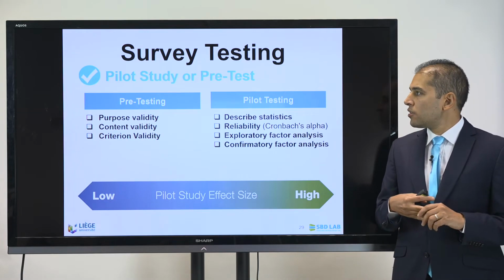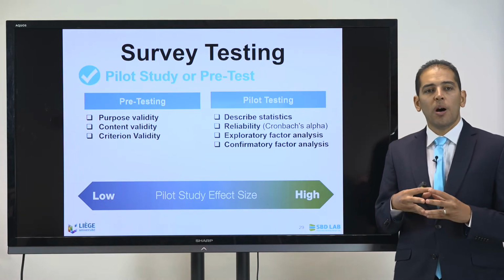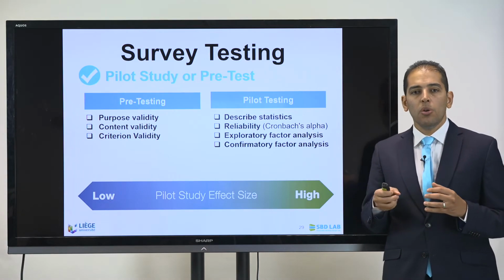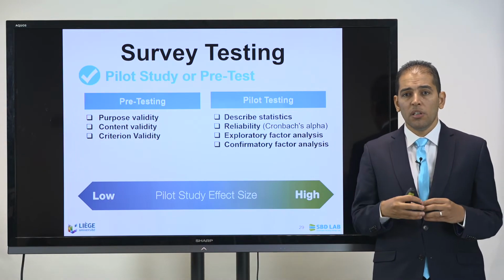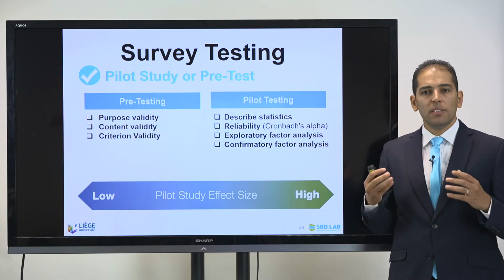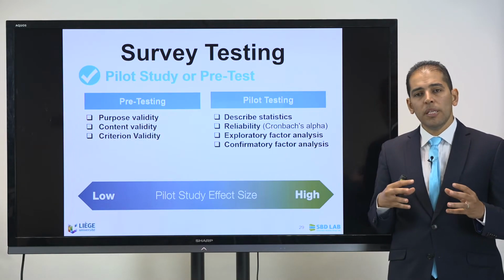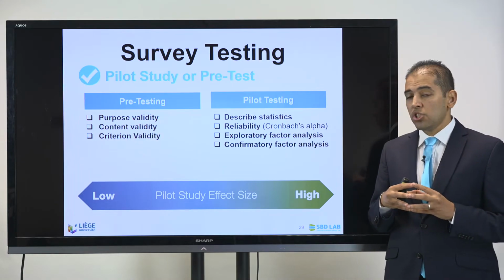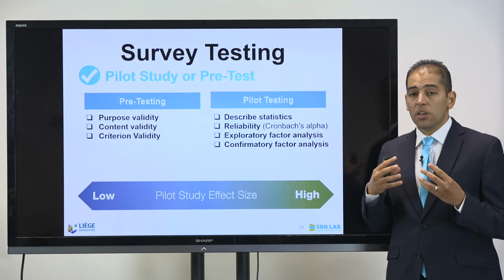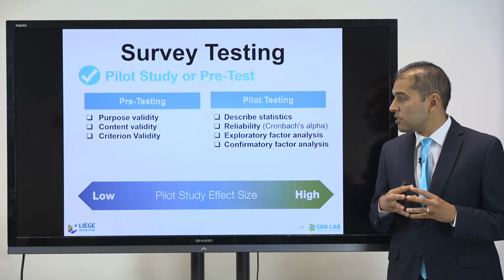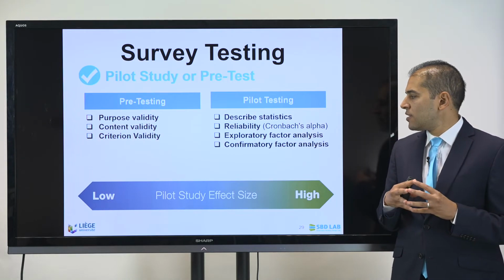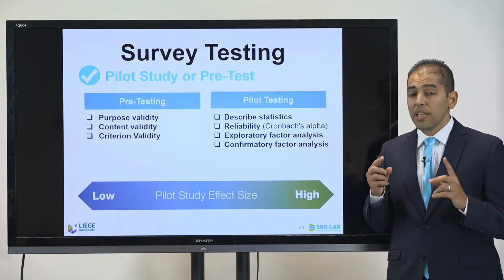Now, also part of the survey testing is to do a pilot testing. Here you are looking at the descriptive statistics. You can directly run some descriptive statistics, looking at the mean, the max, the min, and so on. You can also check with the Cronbach alpha test the reliability of your questionnaire. You can have some exploratory factor analysis very fast, and you can have some confirmatory factor analysis even in the pilot testing.